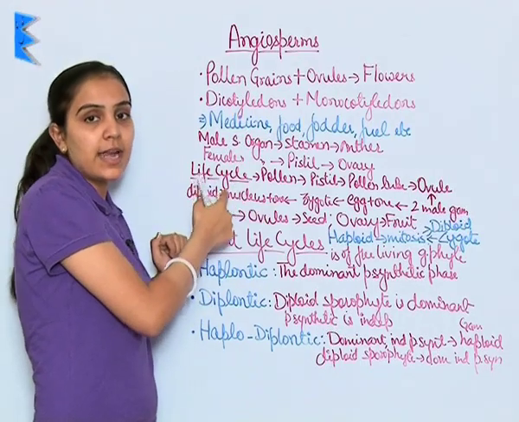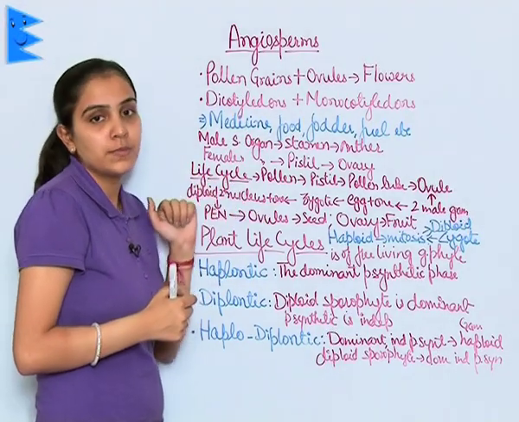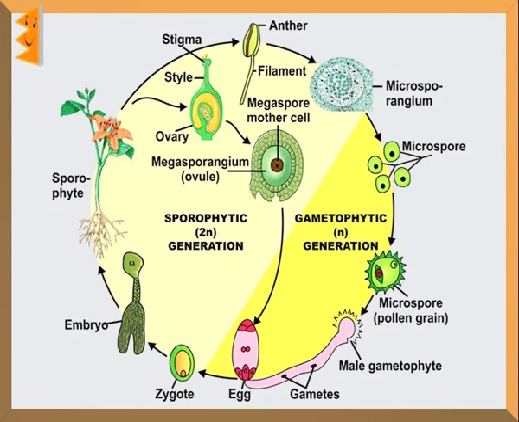Let us understand the life cycle of angiosperms through this diagram. You will see that pollen gets into the pistil, and once it reaches the pistil, pollen tube starts to form. This pollen tube then reaches down the style to ovule and fertilization takes place. This pollen tube discharges two male gametes.